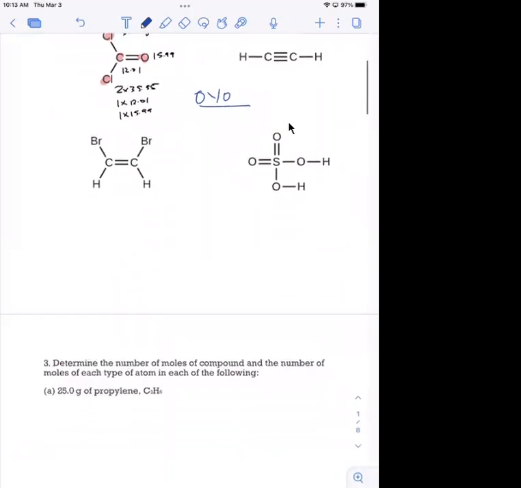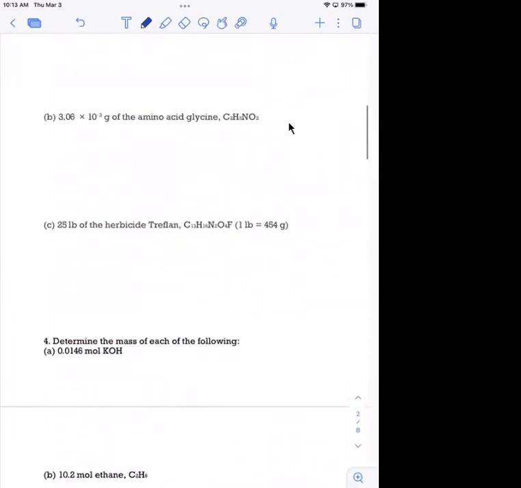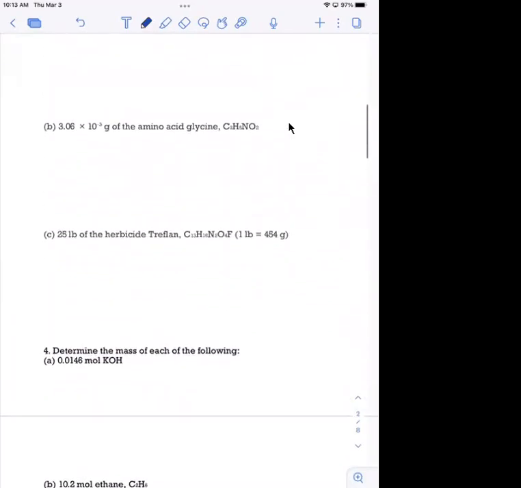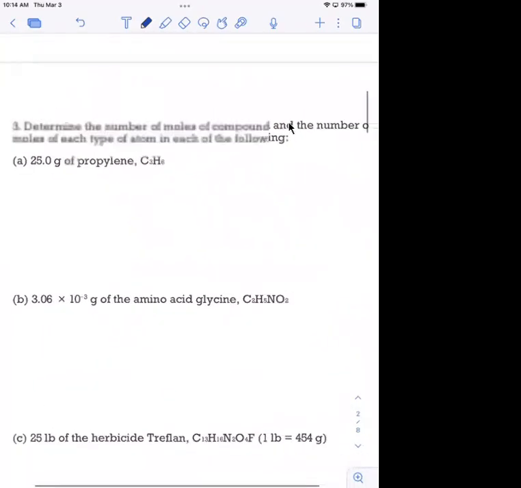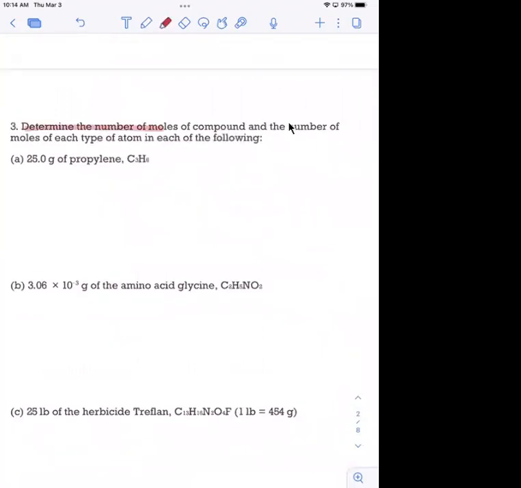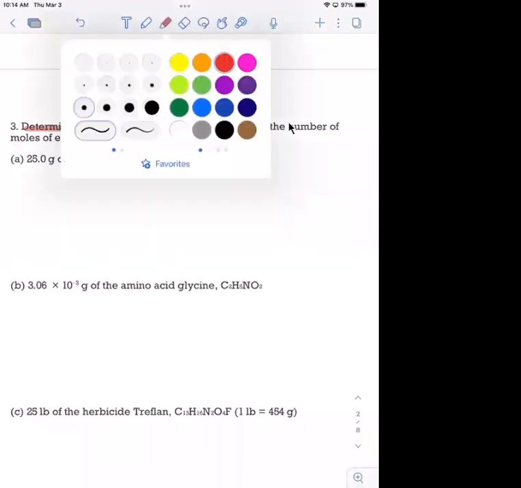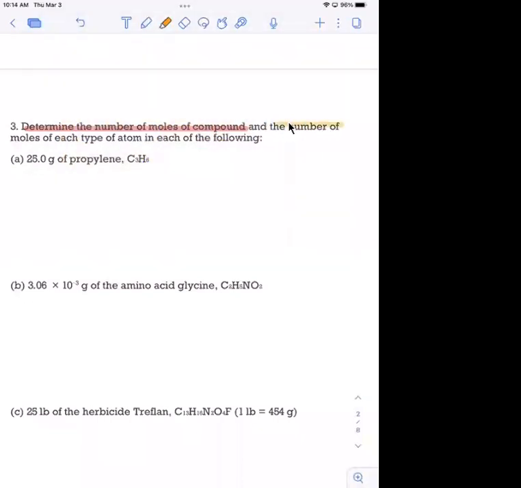All right. Let's look at number 3, because number 3 is a little bit involved, but I want to do the first one to give us an idea of how to approach it. Look at what the problem asks. It says determine the number of moles of compound. That's cake. We can do that. Then it says and the number of moles of each type of atom in each of the following. So not only are we calculating the moles of compound, we're also calculating the moles of each atom. And it looks daunting, but it's really not.